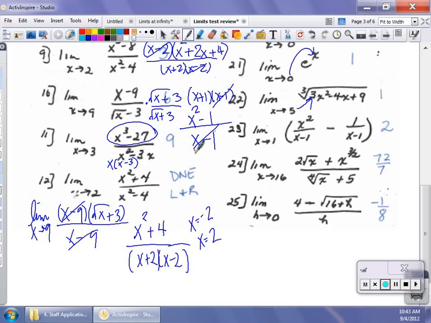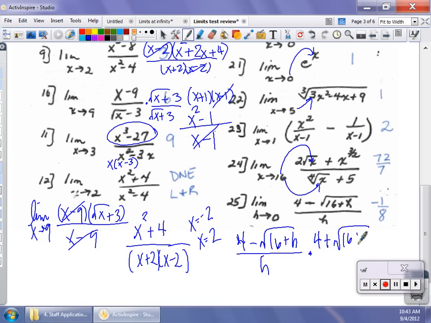Number 24, I can use direct substitution. The square root of 16 is 4, and the fourth root of 16 is 2. Number 25, I cannot use direct substitution, but I can multiply by the conjugate, so that would be 4 minus the square root of 16 plus h over h multiplied by 4 plus the square root of 16 plus h over 4 plus the square root of 16 plus h. Multiply that together, remove the discontinuity, and then substitute in 0. I'm running out of space here.